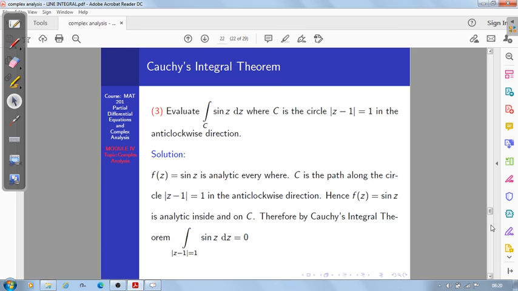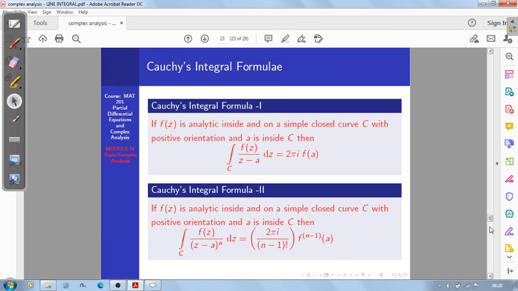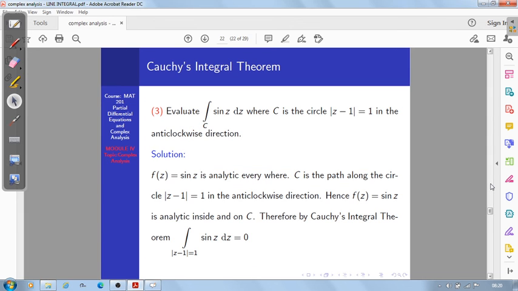Now see integral over C sin z dz. So if you take integral over C sin z dz, sin z we know it is an entire function, right? So it is analytic everywhere. So its integral will be 0 along any closed path.